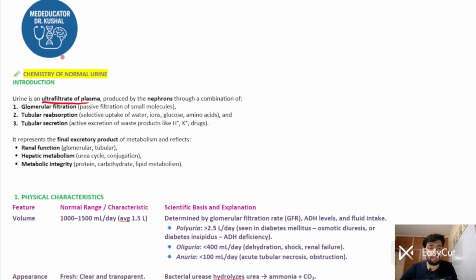In filtration there is a passive filtration of small molecules. In reabsorption there is selective uptake of water, ions, glucose and amino acids, and secretion means some amounts of solute will be secreted, like some drugs, potassium ion and H plus ion, that will be actively secreted as a waste product in the urine. I hope this is clear.